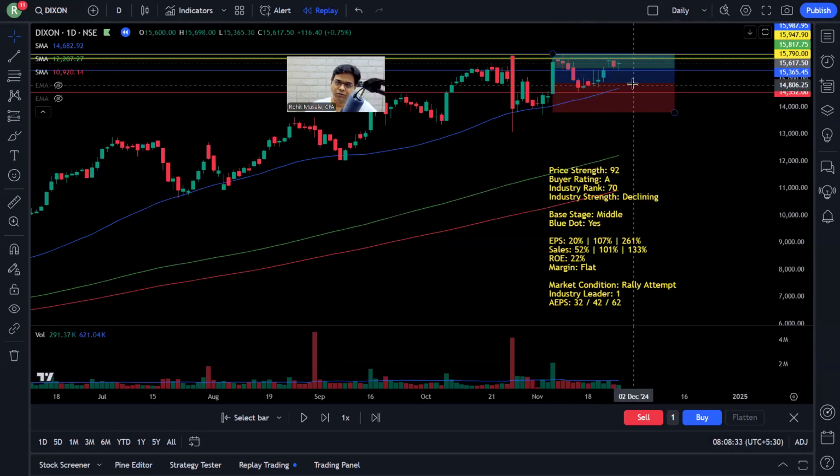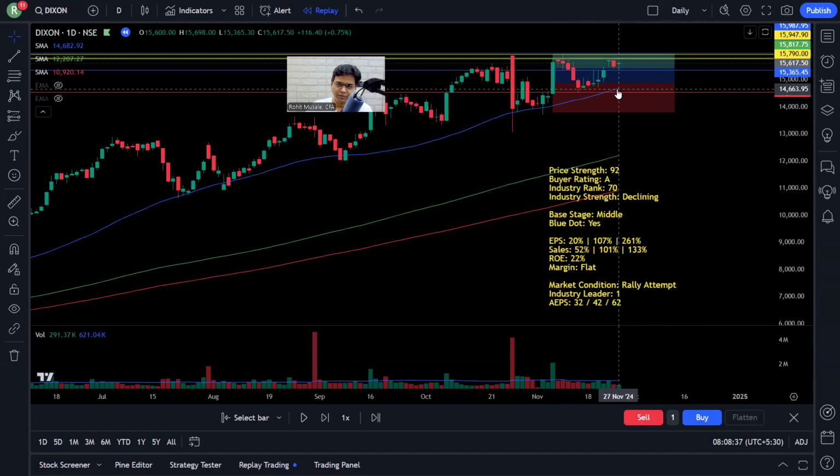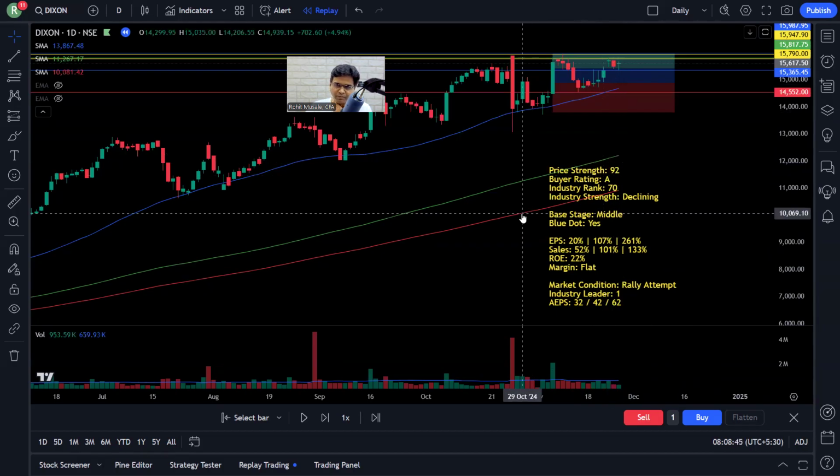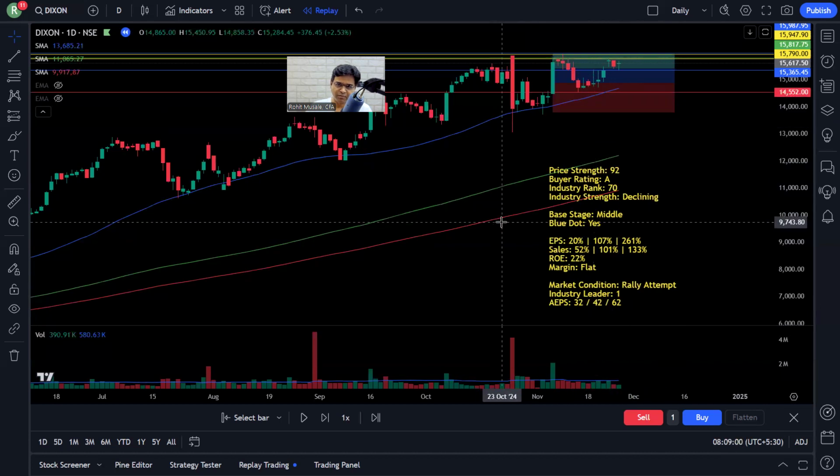If you see, the closing price is above this blue line, which is the 50-day simple moving average. The blue line is above the green line, which is the 150-day simple moving average. And the green is above this red line, which is the 200-day simple moving average. So it is a strong stage 2 uptrending stock. Moreover, all the three moving averages are sloping up. So that's the three lines. These are the moving averages.